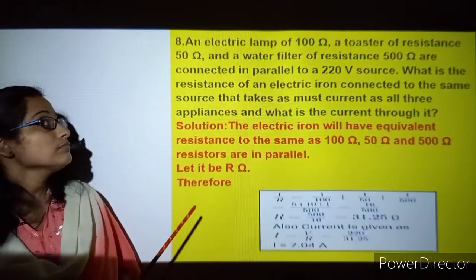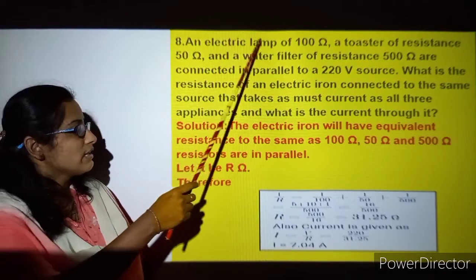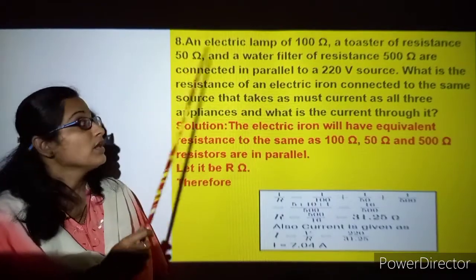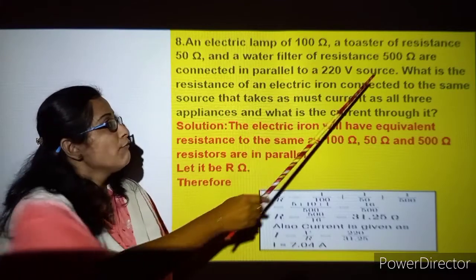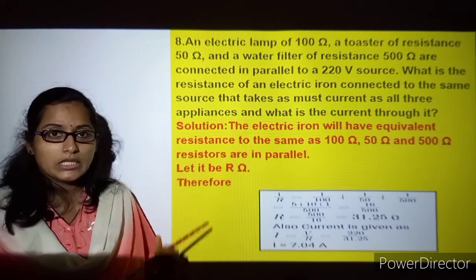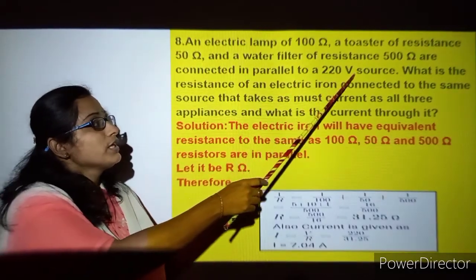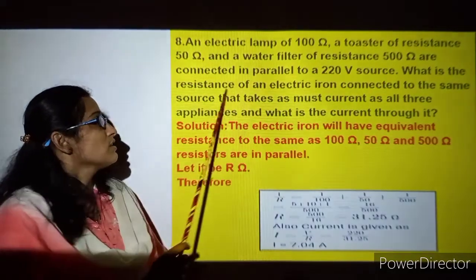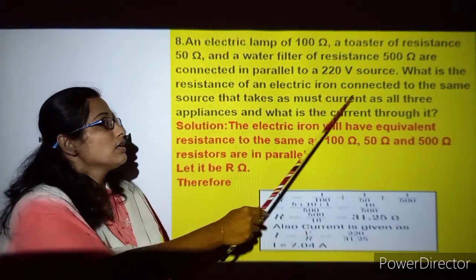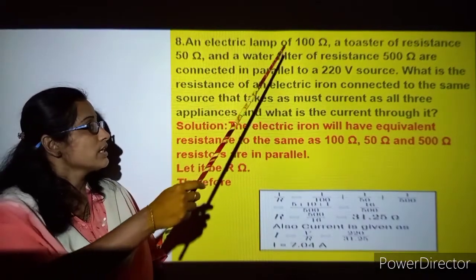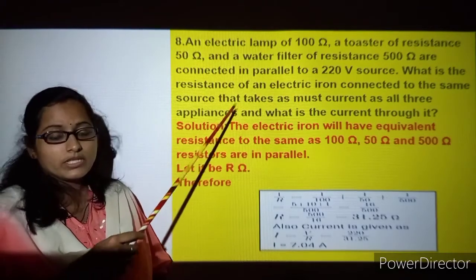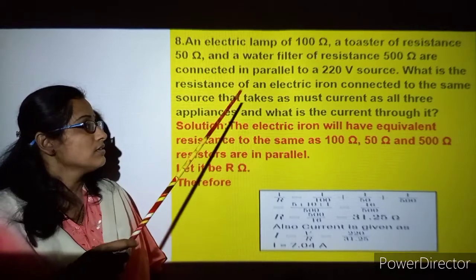Next, let's see here: an electric lamp of 100 ohm, a toaster of resistance 50 ohm and a water filter of resistance 500 ohm are connected in parallel. Parallel means one below the other, to a 220 volt source. What is the resistance of an electric iron connected to the same source, that takes as much current as the 3 appliances together?